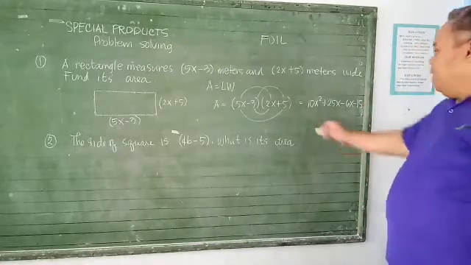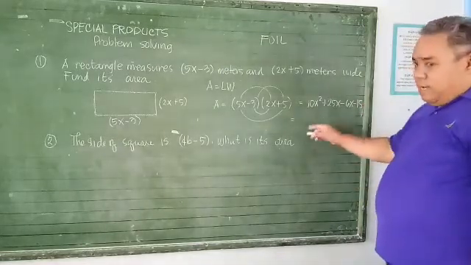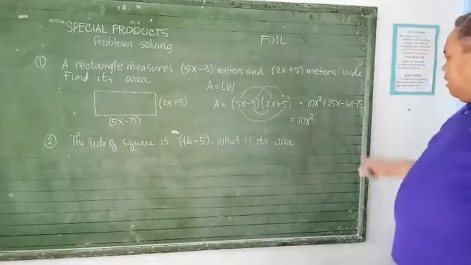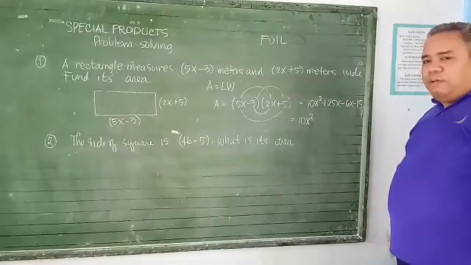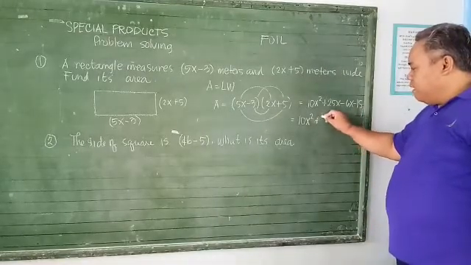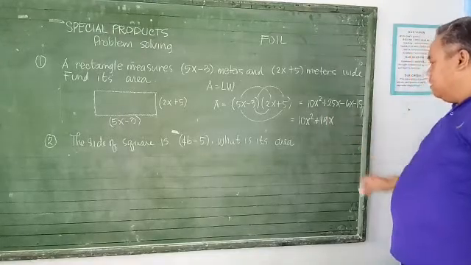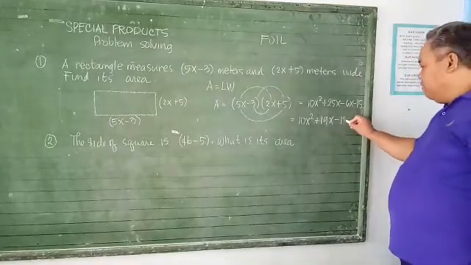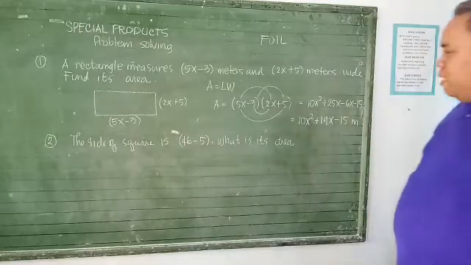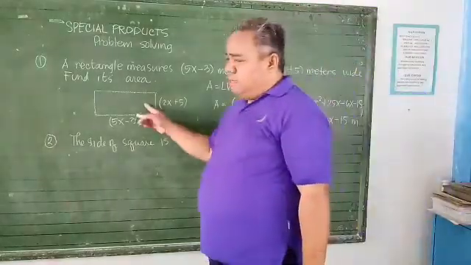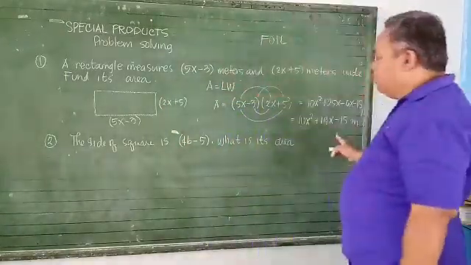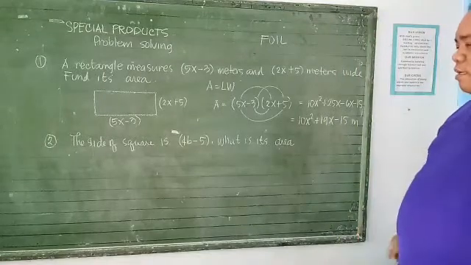And then, let's simplify this one. This is 10x squared. And then, combine 25 minus 6 will give you positive 19, that's positive 19x and then minus 15 square meters. That will be the area of this rectangle as the given is stated in the problem. So that will be it. Now the second one.